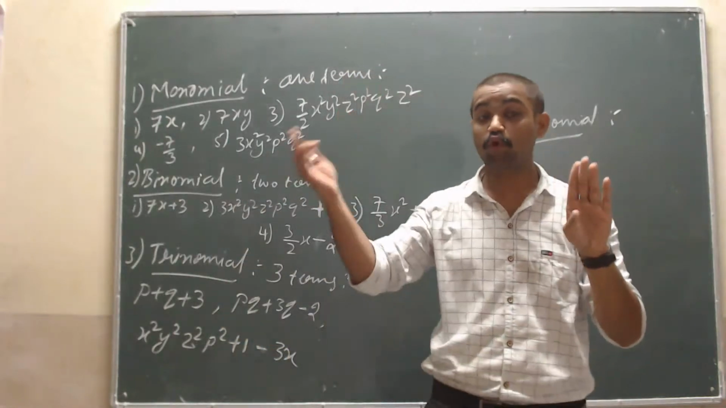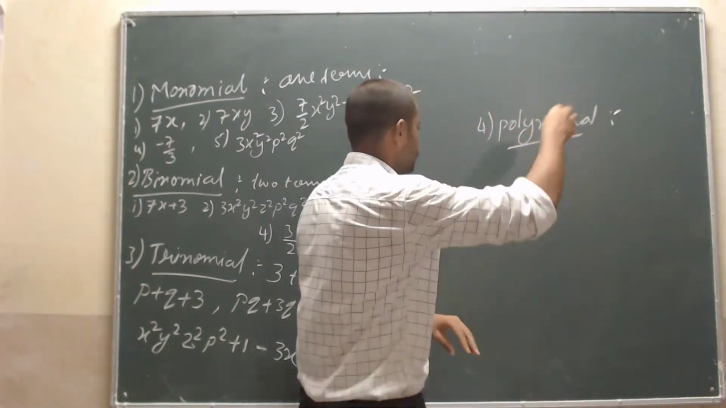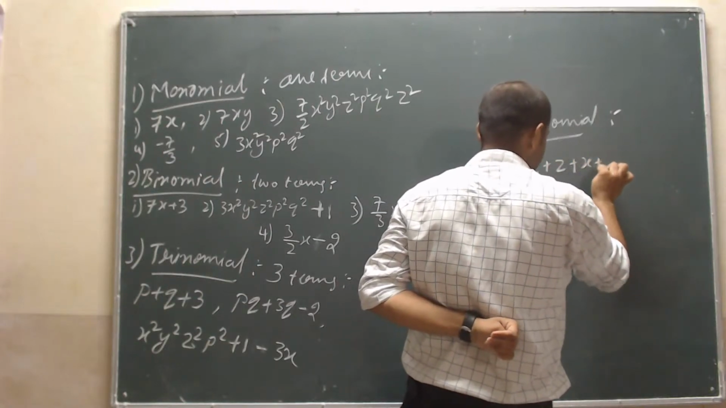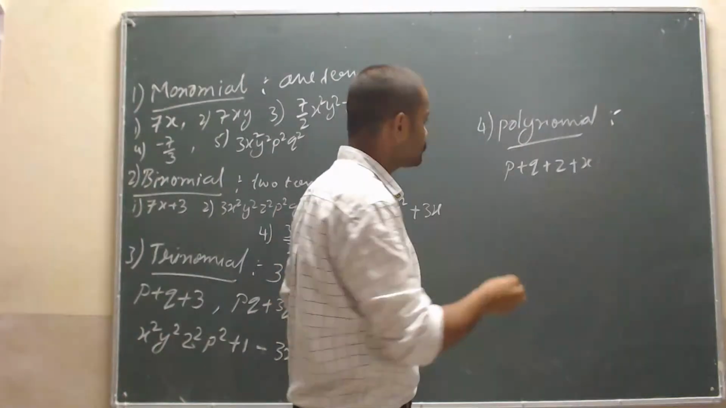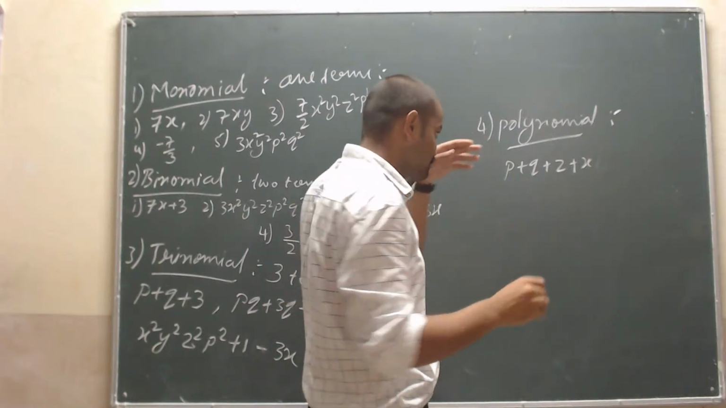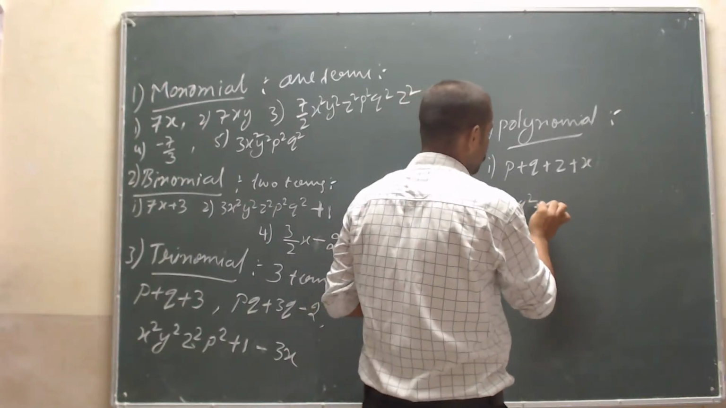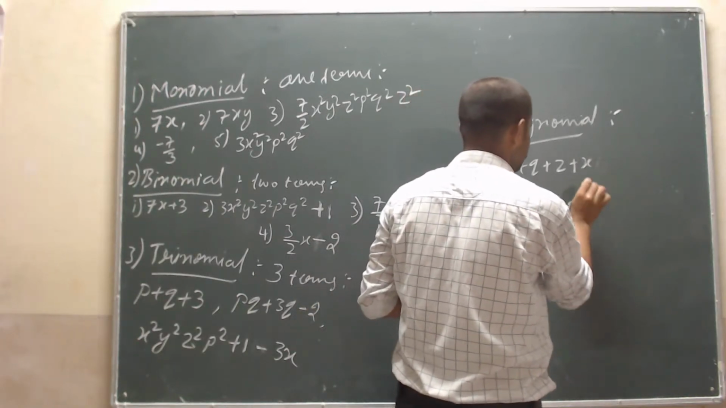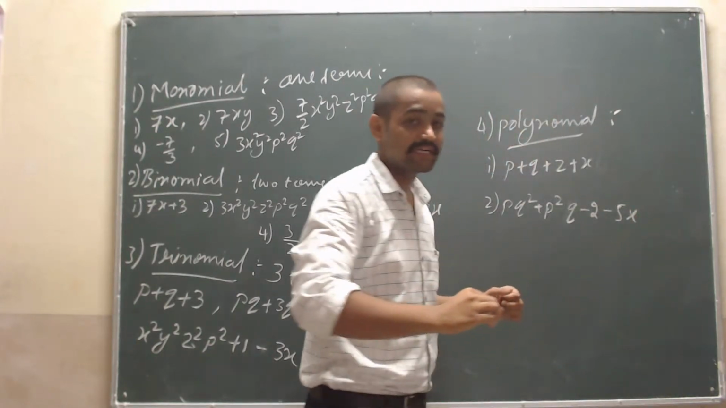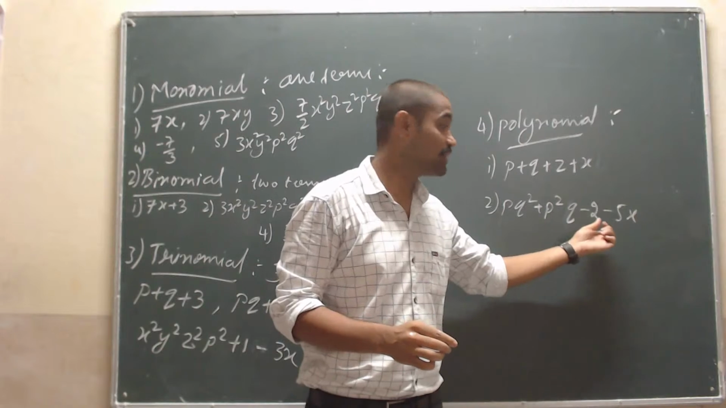Sir, it must be made up of more than three terms. See here, what are those? I will write p plus q plus z plus x plus cos x. How many terms? Plus and minus, so one term, two terms, three terms, four terms. Done. Second, pq square plus p square q minus 2 minus 5x. How many terms, students, here? pq square 1, p square q 1, 2 is 1 and 5x is 1.